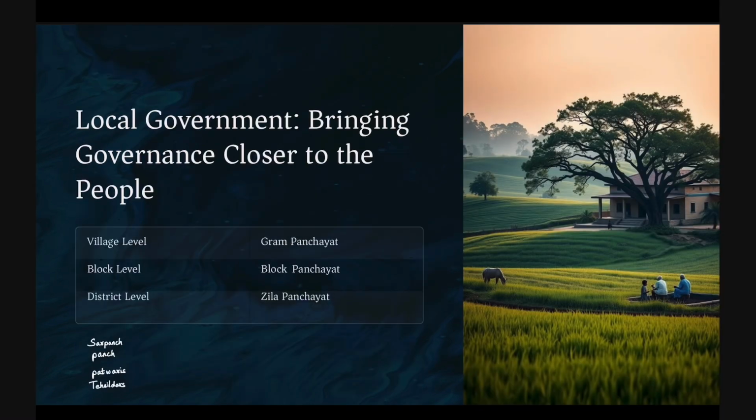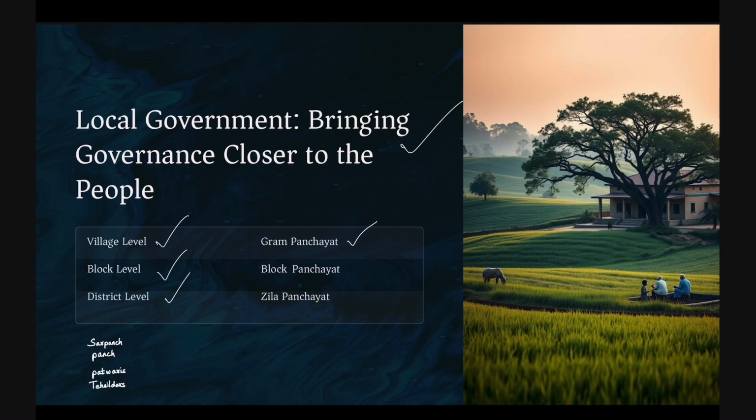India's local governance is an essential part of its democratic structure. It is designed to bring the government closer to the people. India's system of local government ensures that even the smallest communities are represented. This happens through the Panchayati Raj system, which operates at 3 levels: the village level, the block level, and the district level. At village level, it is governed by the Gram Panchayat.